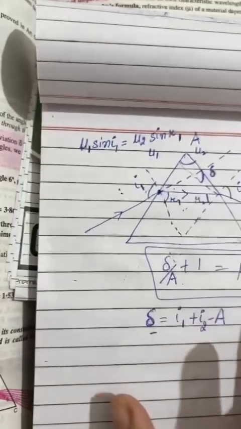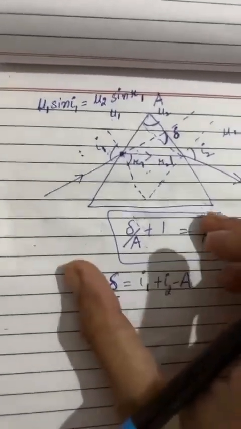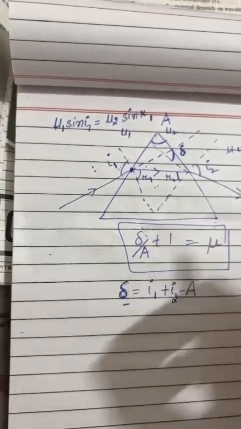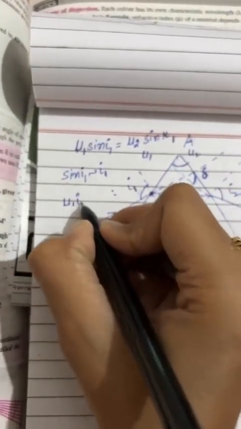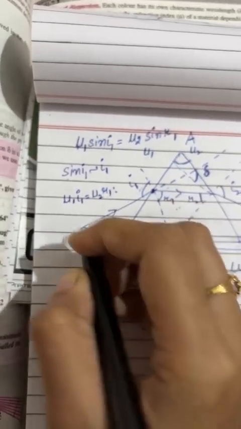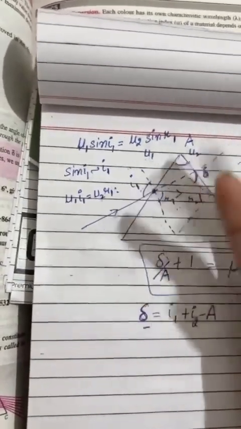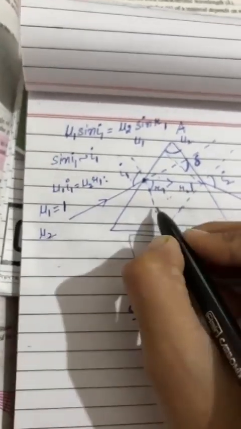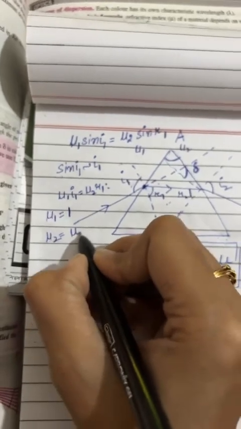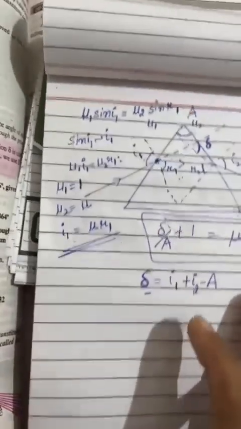Clear? So in this question it is given that we have to consider the angles to be very small. In this case, if angles are very small, we can write sine I1 is approximately equal to I1 because the angles are too small. So this will be mu1 I1 is equal to mu2 R1. Clear? As we know, this is the air medium, so we can write the refractive index of air is 1. Mu2 is the refractive index of this glass prism, so I am considering mu2 is equal to mu. So here I1 is equal to mu R1. Clear?